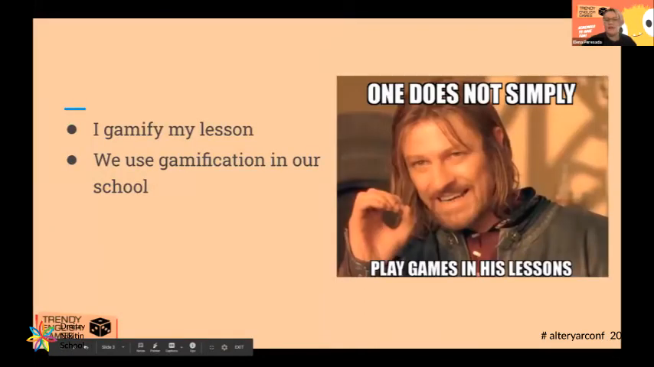So gamification has been a buzzword for almost more than a decade, and today many people say, okay, I gamify my lessons, we use gamification in our school. I conducted a survey just before the conference among my colleagues, and I asked them if they gamify their lessons. 82% said yes. My follow-up question was, and what exactly do you do? Can you specify?